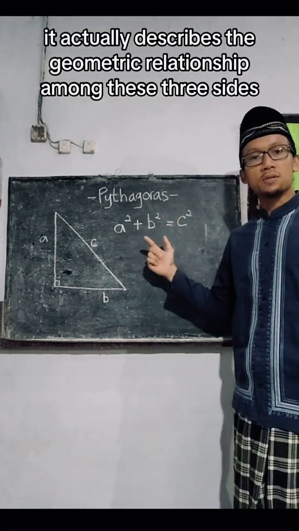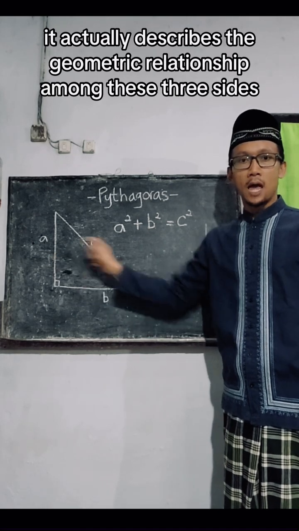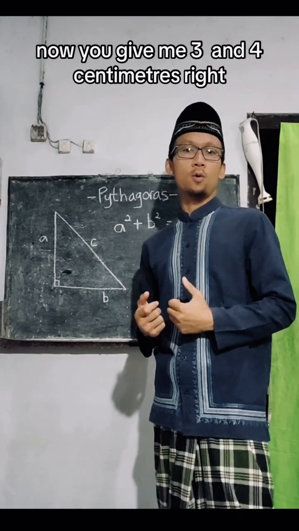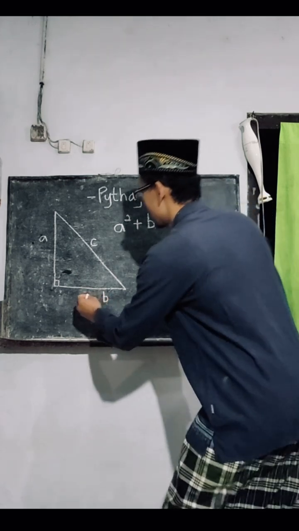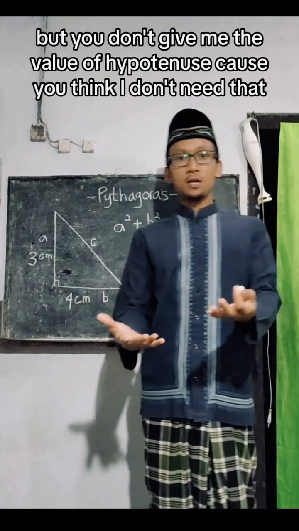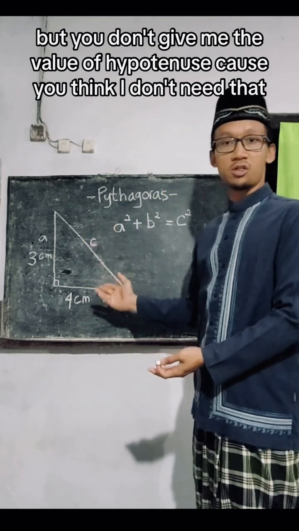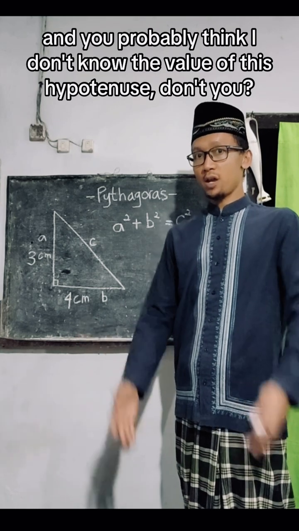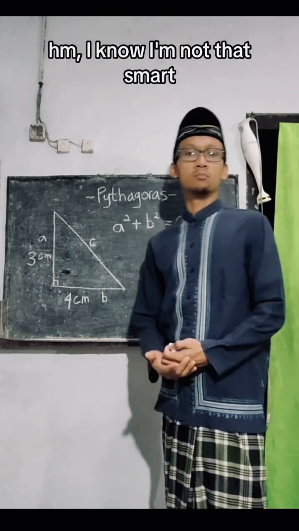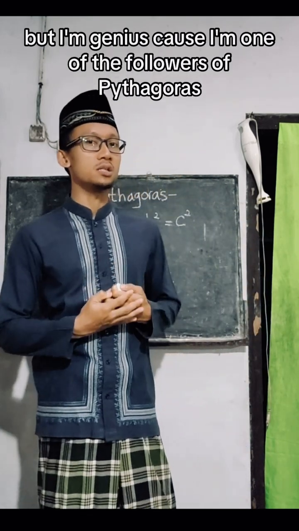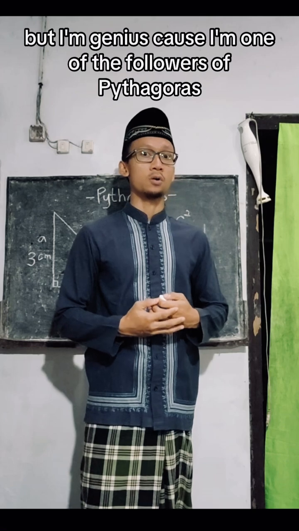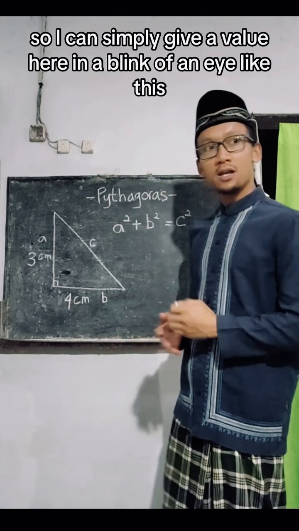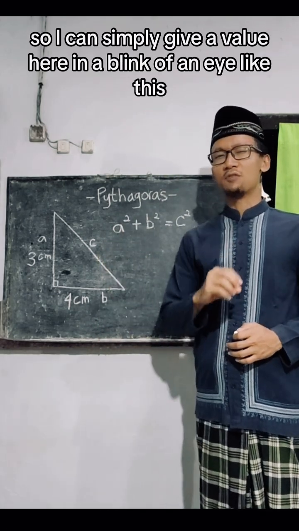It actually describes the geometric relationships among these three sides. Now, you give me 3 and 4 centimeters, right? But you don't give me the value of the hypotenuse because you think I don't need that, and you probably think I don't know the value of this hypotenuse, don't you? I know I'm not that smart, but I'm a genius because I'm one of the followers of Pythagoras. I had a note from this guy, so I can simply give a value here in a blink of an eye, like this.